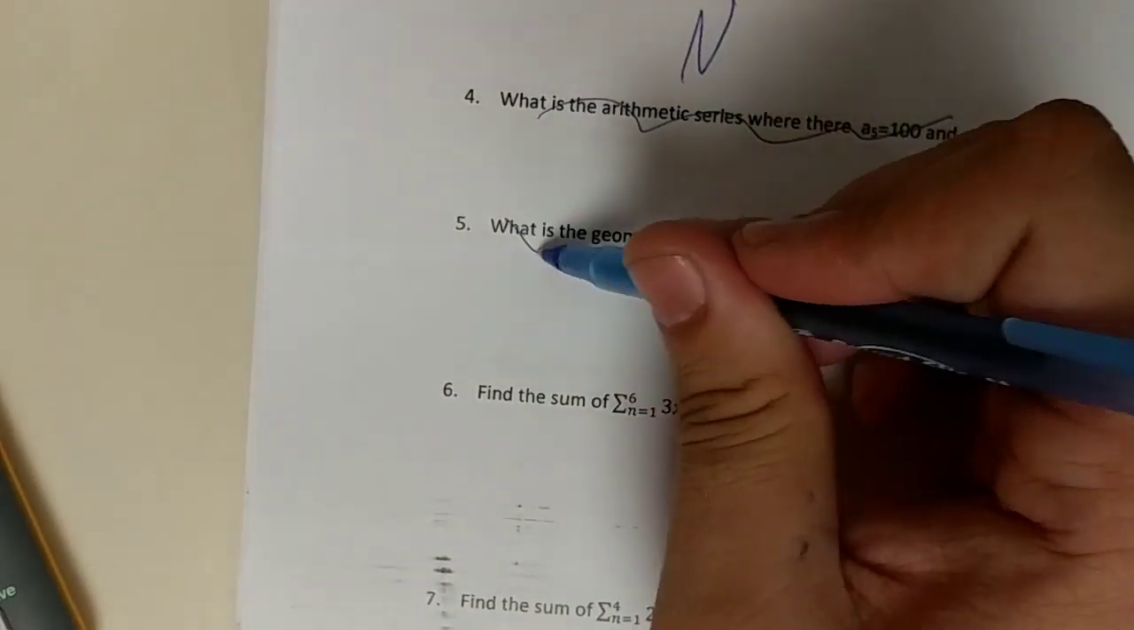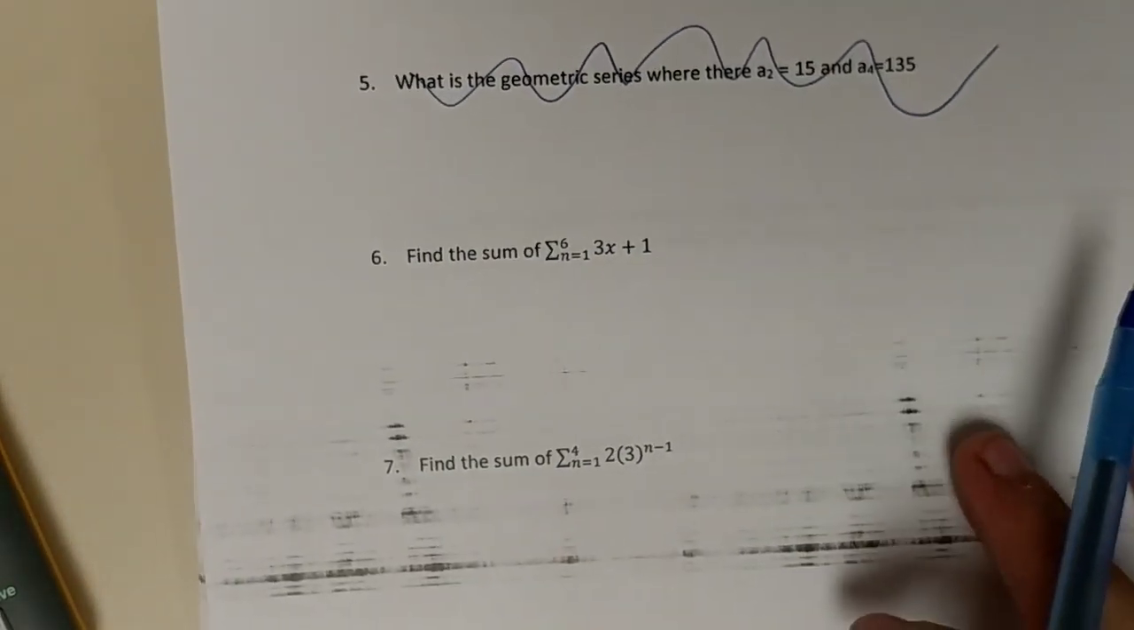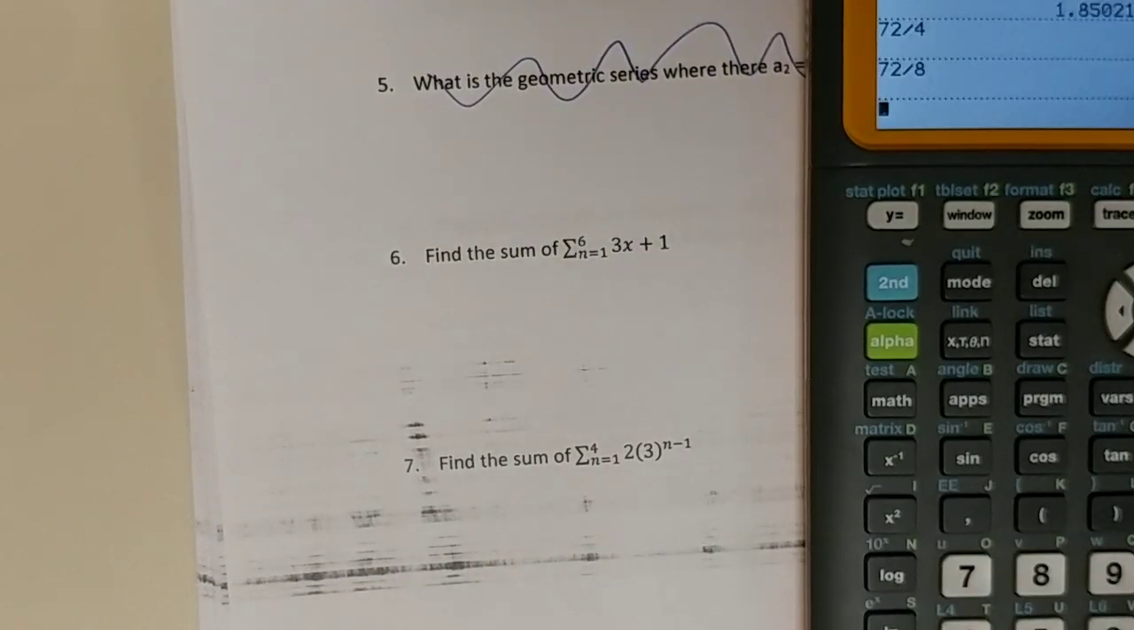Cancel these out. You're not going to do these. I will not give you those on the midterm. This one, find the sum of 6, this thing.